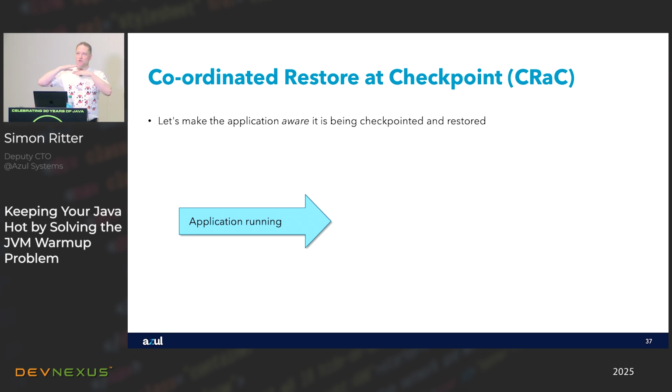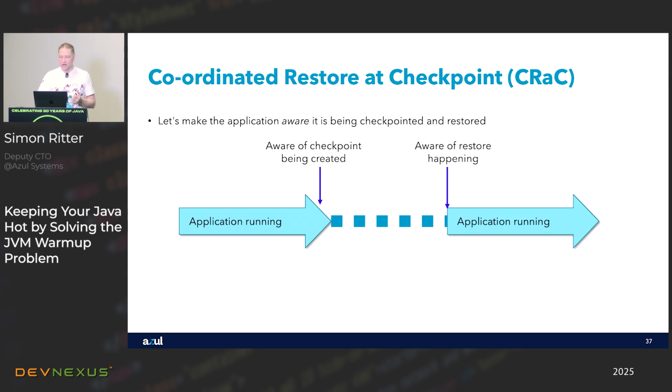So what we do now is we take CRIU as the layer underneath to store the state of the JVM. But we make the Java application aware that it is being checkpointed. So our application is running along quite happily, and then we say to the application, right, we're about to make a checkpoint, do whatever you need to do to prepare for that checkpoint. We then write all that information out, and then sometime later, we make the application aware that it is being restored. So it can then do various things to restore its state reliably based on what it did when it was checkpointed. And then the application continues running.